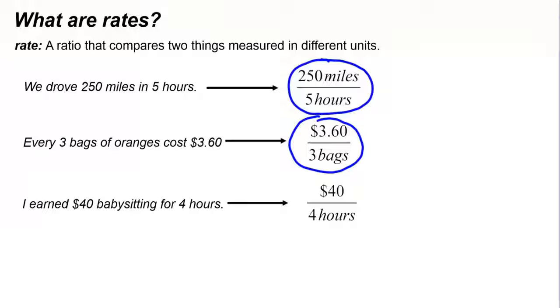And I earned $40 babysitting for 4 hours. So I earned $40 for every 4 hours. So dollars and hours, again, are two different types of measurement. One is money and the other is time. And that's what makes a rate different than other ratios. These are ratios that are measured in different units.